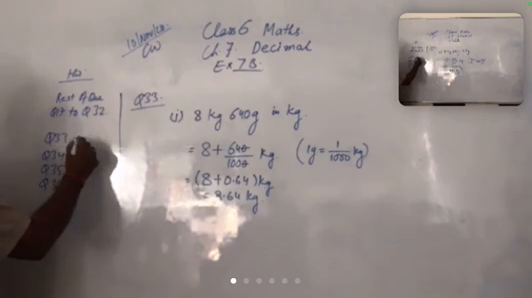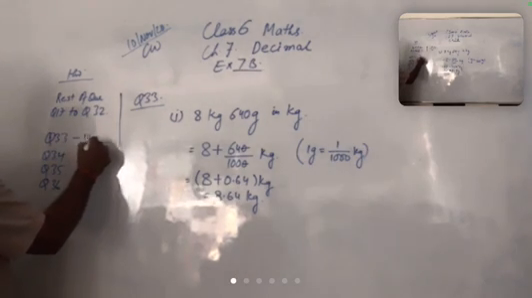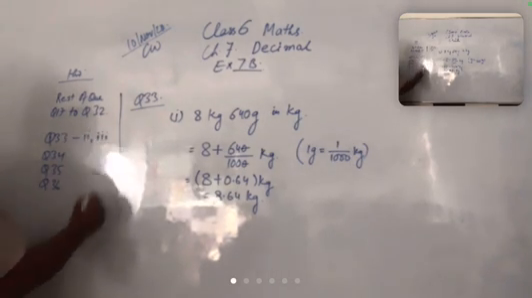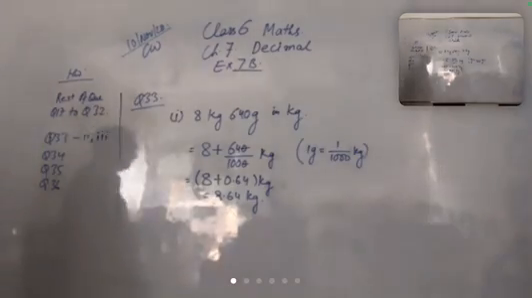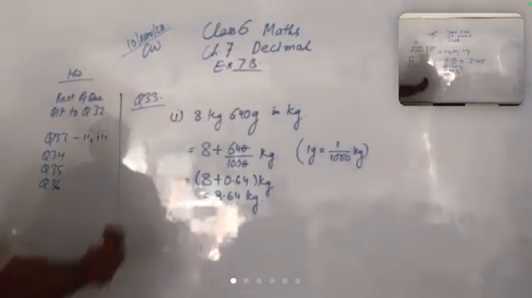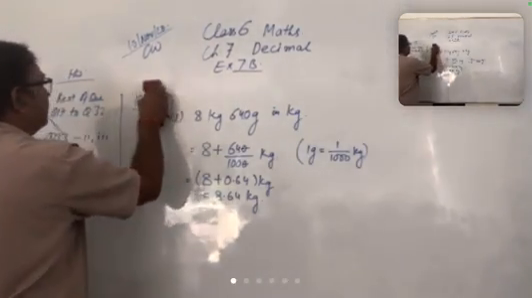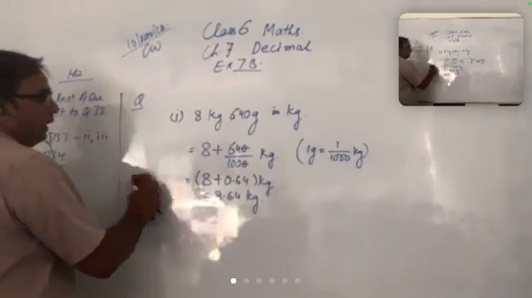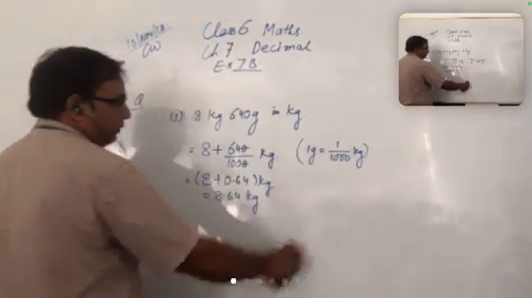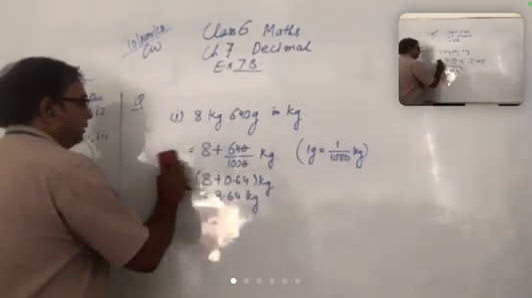So the second part and third part you can do on your own. And this is very important to write: 1 gram is equal to 1 upon 1000 kg.